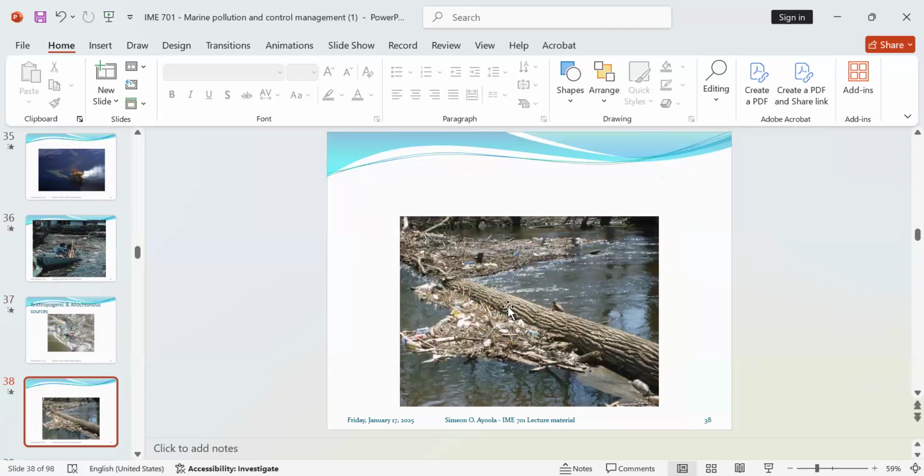Then look at it. Even the effect of it, even at Lagos here, we also have that effect in our water body.